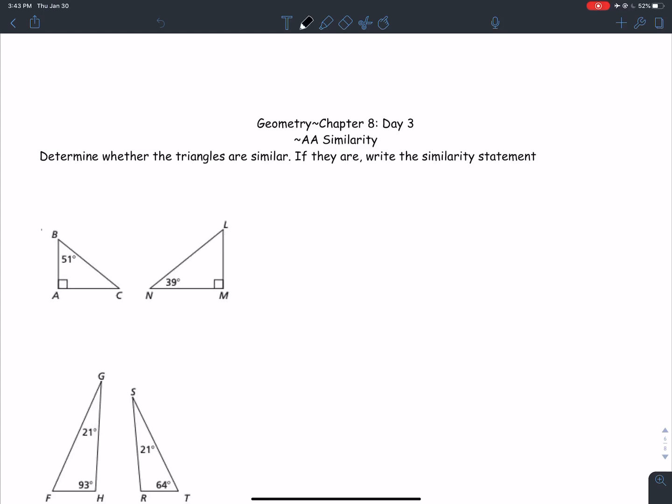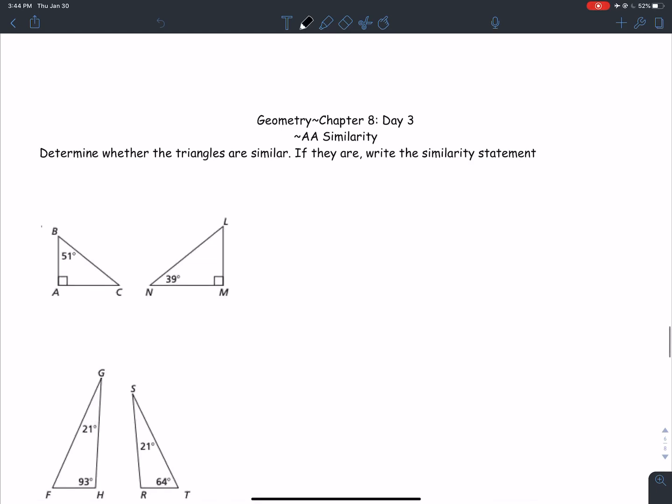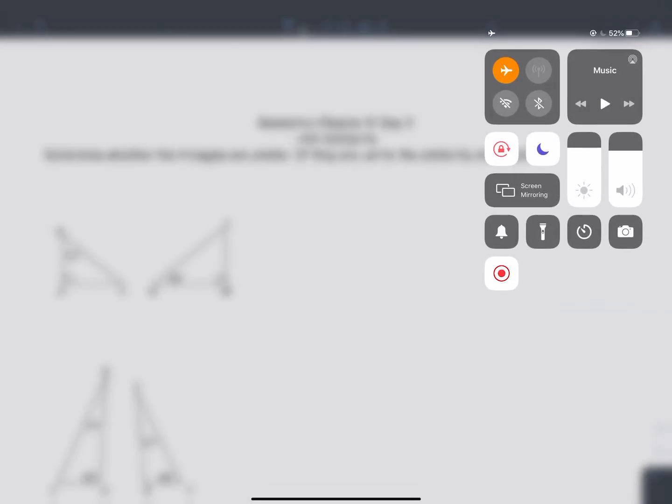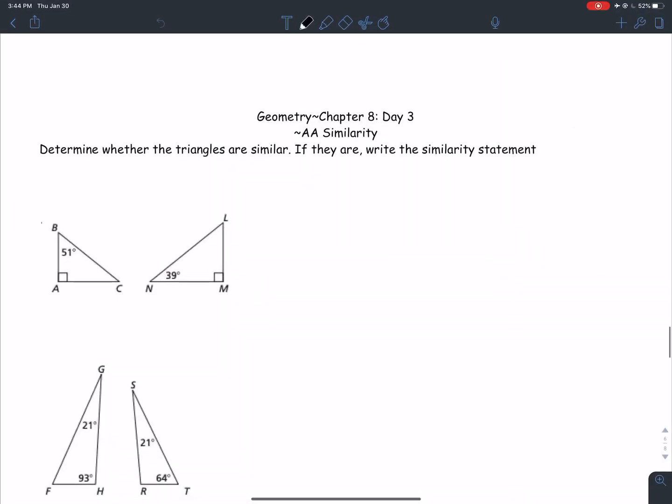So the first one, we have two triangles, and the first one, it's a right angle, and one of the angles is 51, and the other one, we have a right angle, one of the angles is 39. Now, in order for two triangles to be similar, they have to have two angles that are congruent. Now, we have one angle of each of these that are congruent, but we only have two angles in each triangle. So let's find the third angle in this triangle in order to figure out if it's congruent.